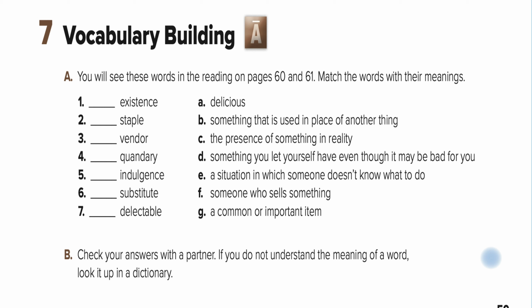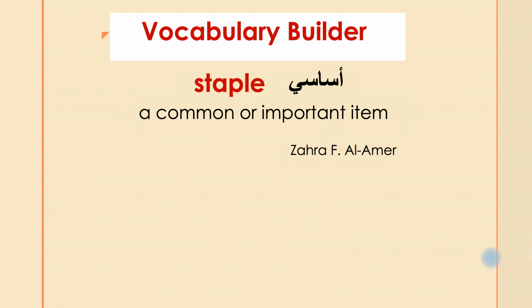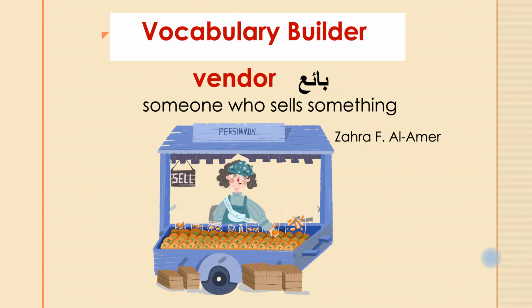Okay, before we start matching the words with their meaning, let's take a look at each one of them separately or individually. So the first one is existence, which means the presence of something in reality. Existence. Stable, which means a common or important item. Vendor, which means someone who sells something. Okay, so we call someone who sells something a vendor.